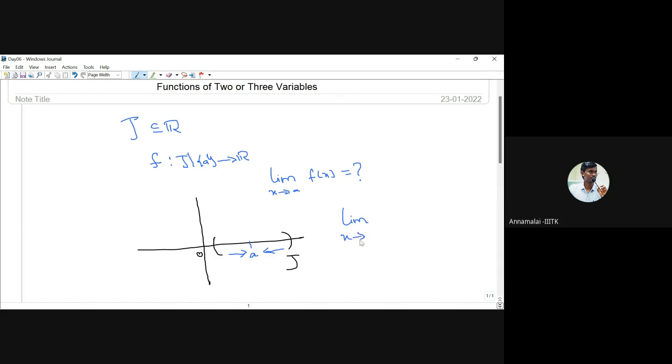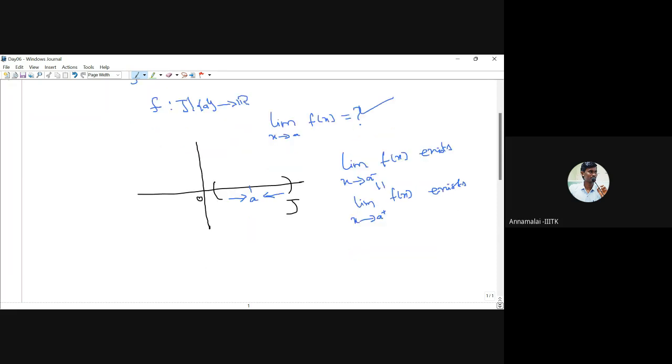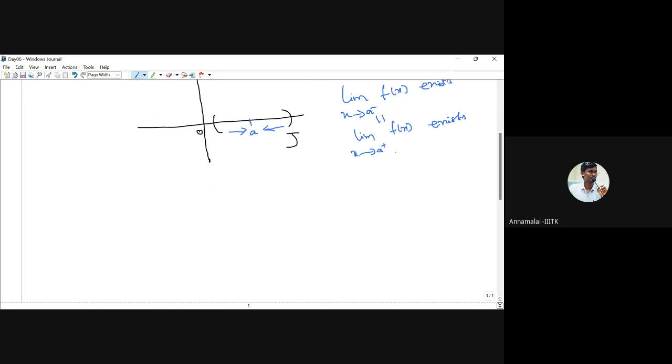The limit as x goes to a minus of f of x is the left hand limit, if it exists, and the limit as x goes to a plus of f of x is the right hand limit, if it exists. Suppose both are equal, then the limit exists and its value is nothing but the common value of the right hand limit and left hand limit. Okay, so in the single variable case we can talk about the limit. Similarly, we can talk about the derivative of a function.